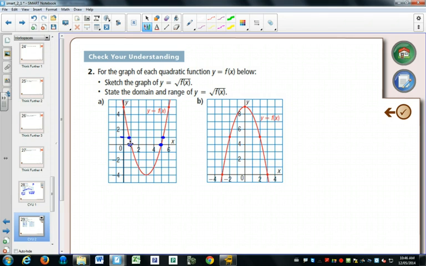Does anyone know the square root of 5? Mental math? 2 point something. So that's close enough. So if you do 2 point something, that's close enough. Anywhere between 2 and 3 would be fine. In actuality, it is 2.36. New value to memorize, square root of 5, 2.36.